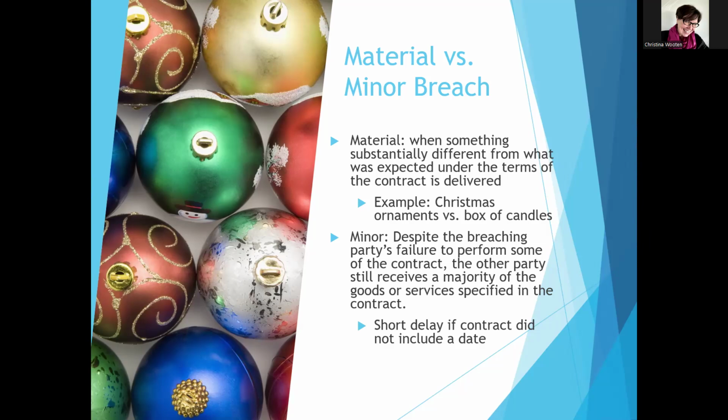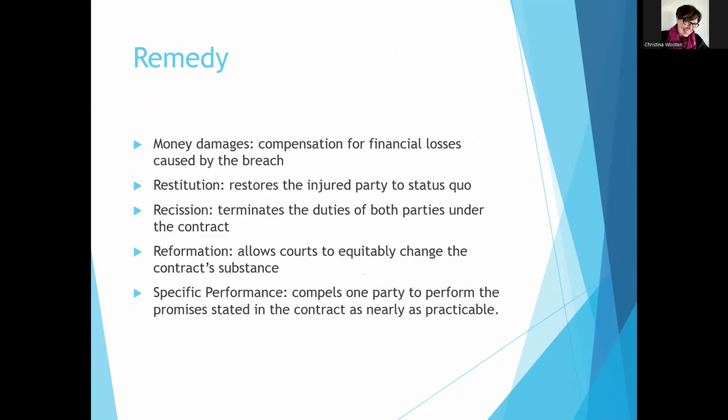A minor breach is despite the breaching party's failure to perform some of the contract, the other party still receives a majority of the goods and services specified in the contract. And an example of this would be, let's say I ordered those Christmas ornaments and there was a short delay, like I was supposed to get them on the 1st of November, but maybe I got them on the 8th of November. Now, the important piece is, did our contract say Christina's going to get her Christmas ornaments by the 1st of November? If it did, then we've got an issue. If it didn't have a specific delivery date, then we could have a minor breach of contract.